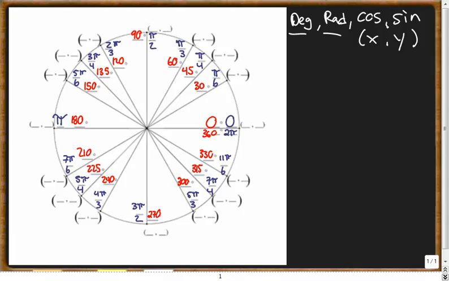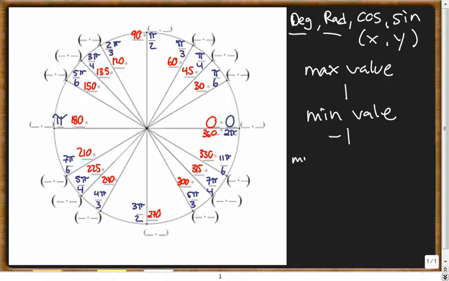Okay, so now we move on to some of the more difficult material. So cosine and sine, they have a maximum value of 1. And they have a minimum value of negative 1. And what happens is they are going to rotate through these numbers in a particular way.